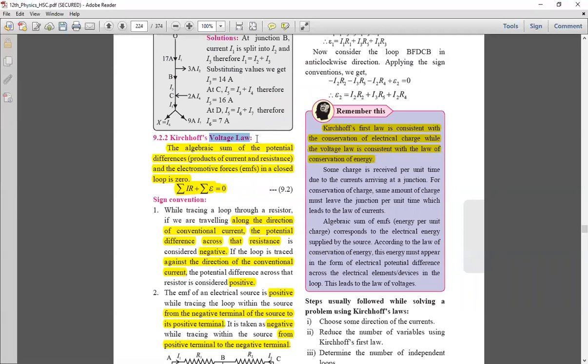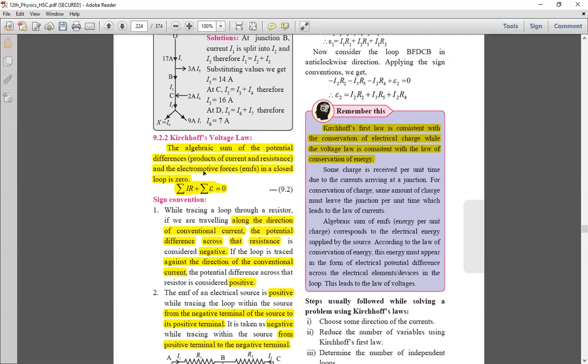So what is the statement? The algebraic sum of potential differences. Potential difference, which we learned in 11th, is denoted by the symbol V. So by Ohm's law, what is V? V is equal to IR. That's why it is written in a bracket, products of current and resistor, that is IR.